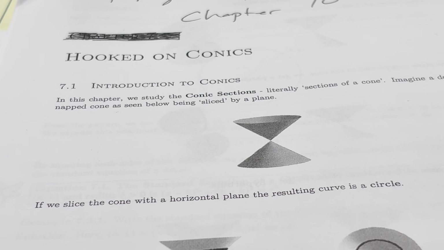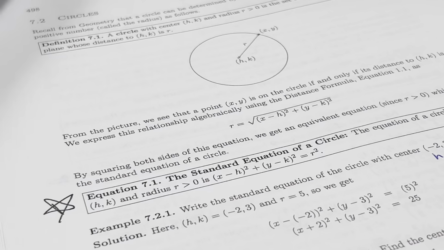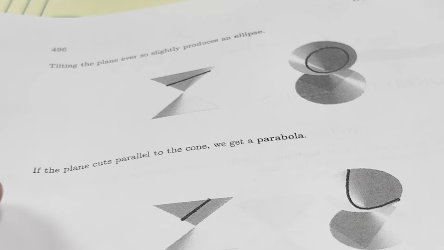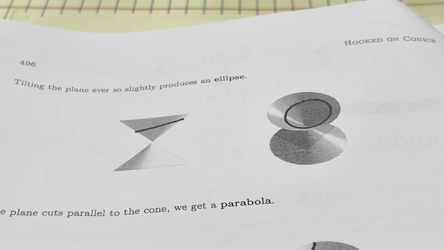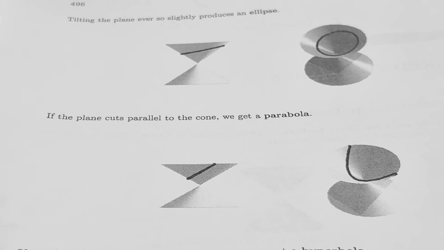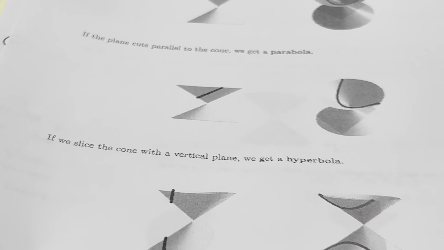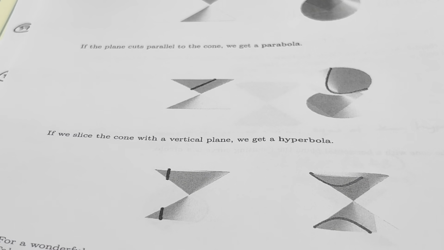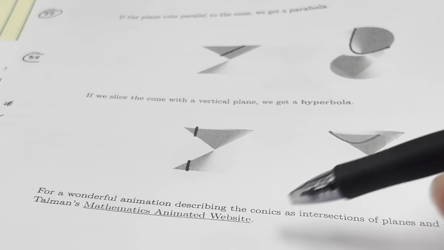If you slice it with a horizontal plane, bam, you have a circle. Cool. Followed by tilting the plane ever so slightly produces an ellipse. Nice. If the plane cuts parallel to the cone, we get a parabola. Nice. And if we slice the cone with a vertical plane, we get a hyperbola. Those are the four conic sections. For wonderful animation, bam, right there. Look at that.